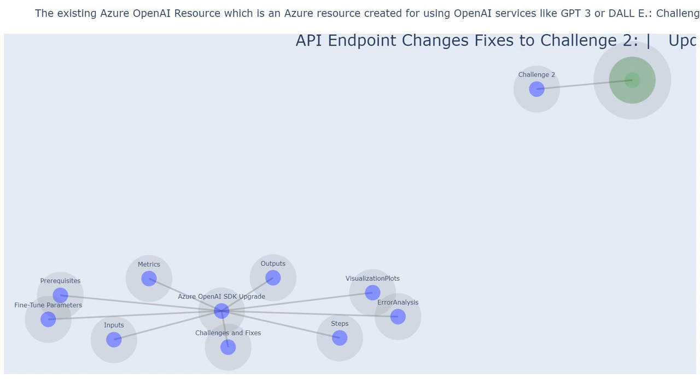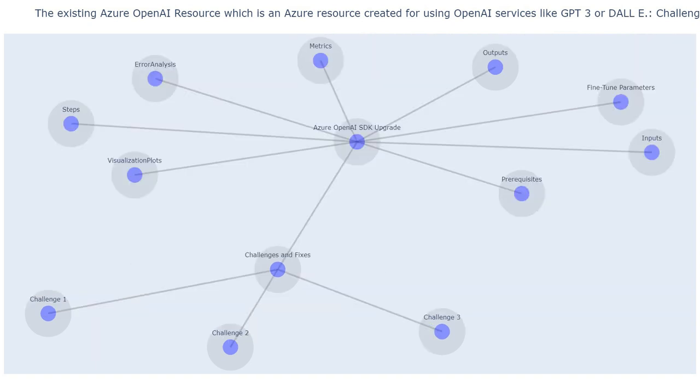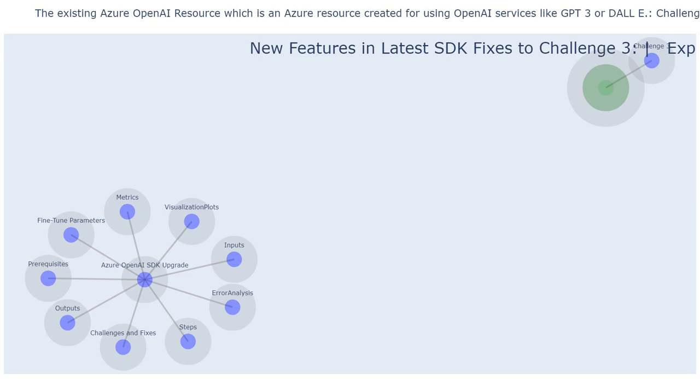Fixes to challenge 2. Update code to use new API endpoint by adjusting the URL or connection string in the code. Challenge 3. New features in the latest SDK might introduce new capabilities or functionality that can be explored and integrated into the code. Fixes to challenge 3. Explore and implement new features by referring to the documentation and examples provided with the latest Azure OpenAI SDK version.